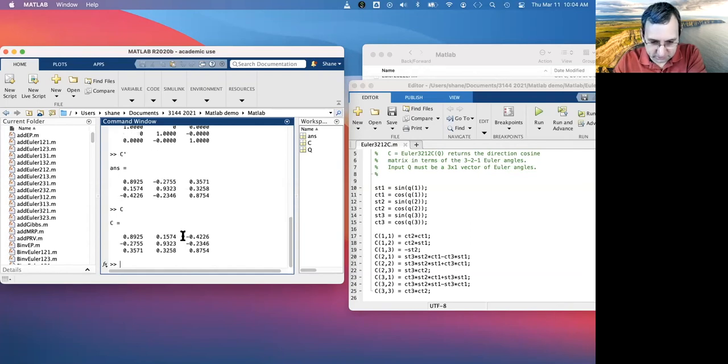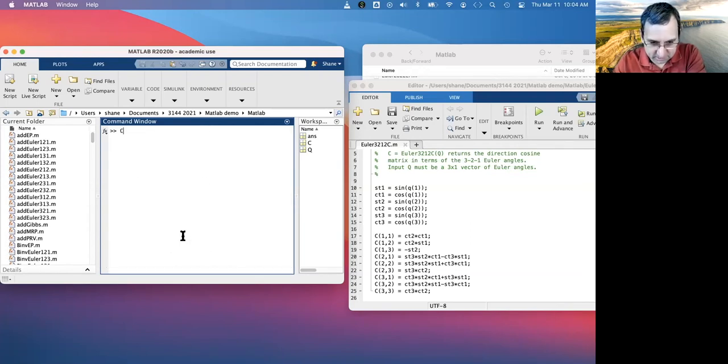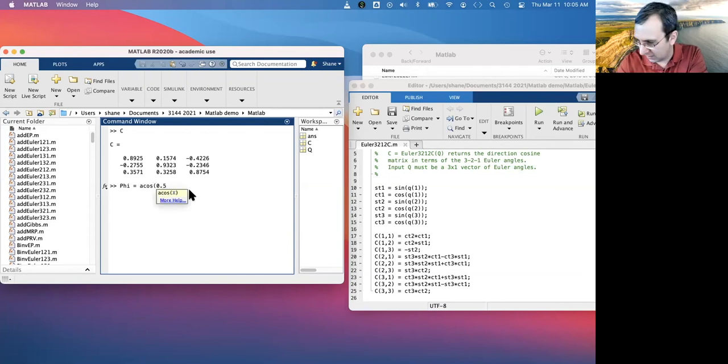All right, so that's C. Let me clear the screen. That's C. All right, now let's get the principal rotation angle. I don't know what to call that. I guess I'll call it capital Phi. The way that you do inverse cosine with MATLAB is ACOS. ACOS. And this was 0.5 times, and I could write C11 plus C22 plus C33 minus 1. Okay, so that's in terms of radians.